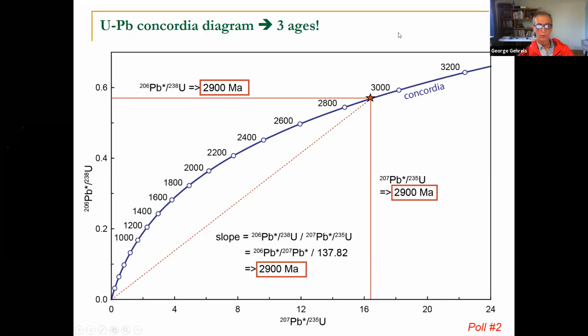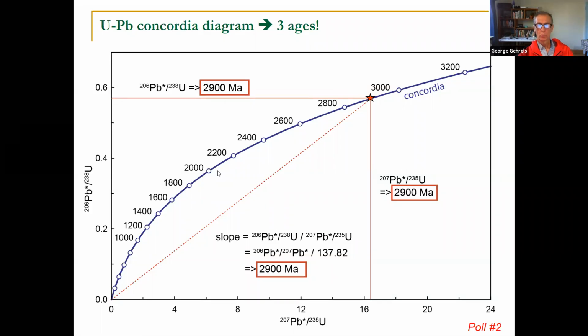So here's our poll number 2. Which of these ages are you going to use? We don't need all 3, right? If we're trying to determine where that position is in Concordia space, you don't need to measure all 3. You only need to measure 2 of them. So which are the obvious 2 that you're going to measure, knowing what you do about this decay system?